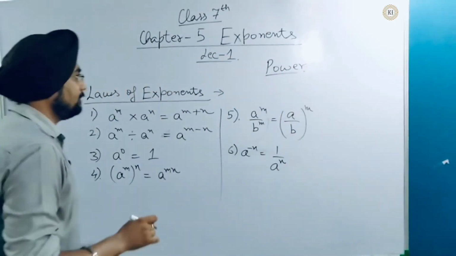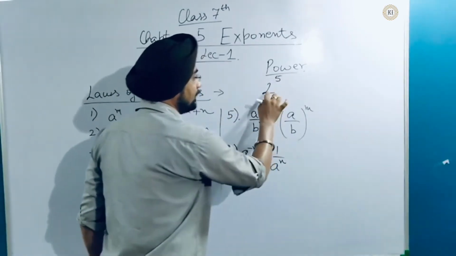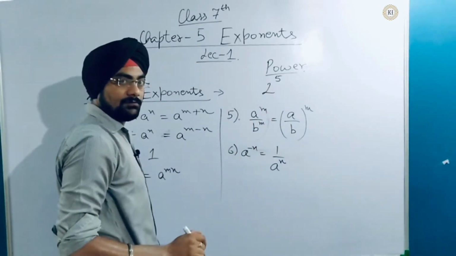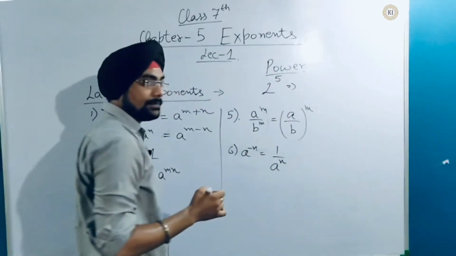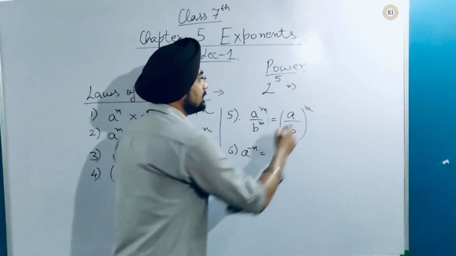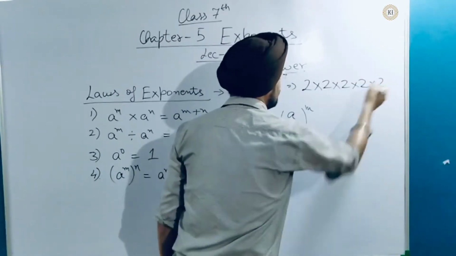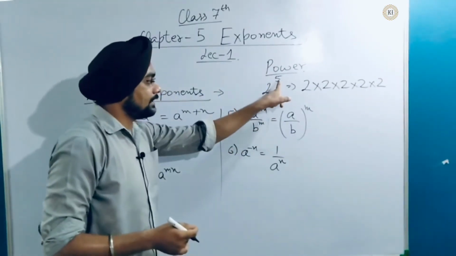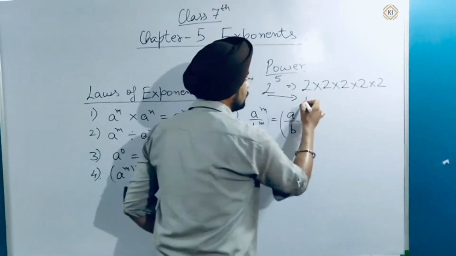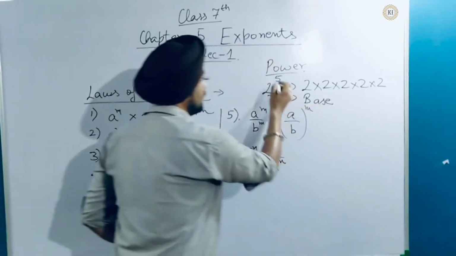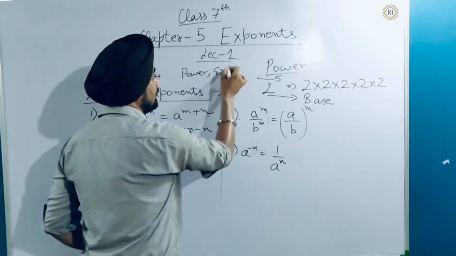Now suppose if any value is written as 2 to the power 5, we read this value as 2 to the power of 5. Now this value does not mean that 2 is multiplied by 5. This value means that 2 will be multiplied 5 times. It means that this value 2 is multiplied 5 times. So this value 2 is known as the base and this 5 is known as power, exponents.